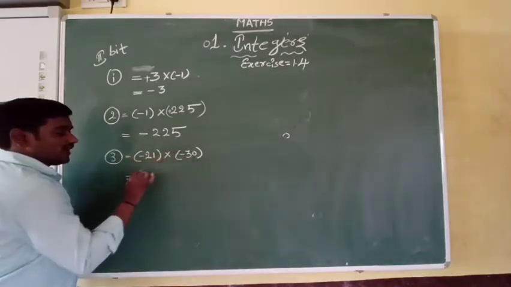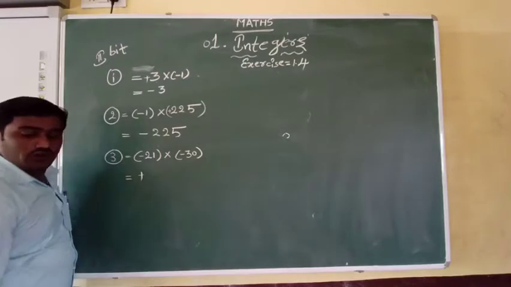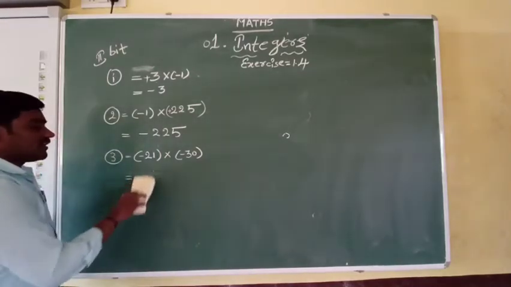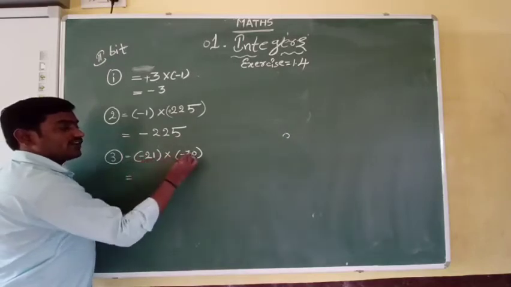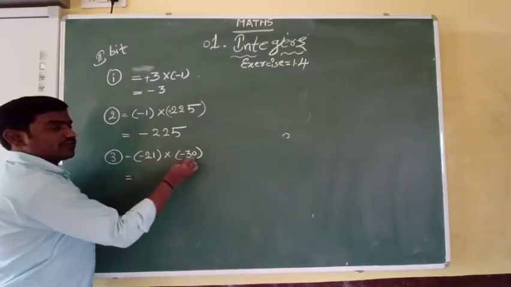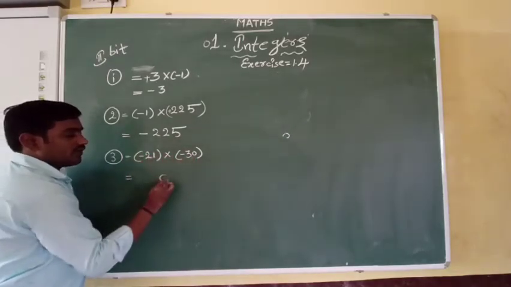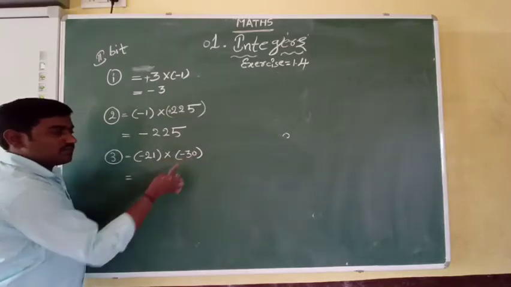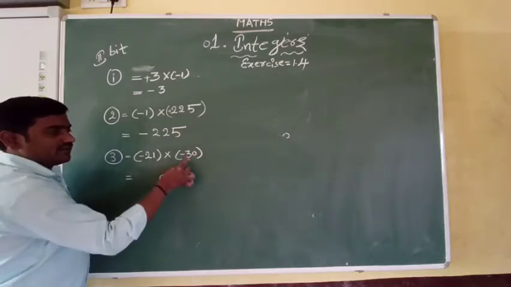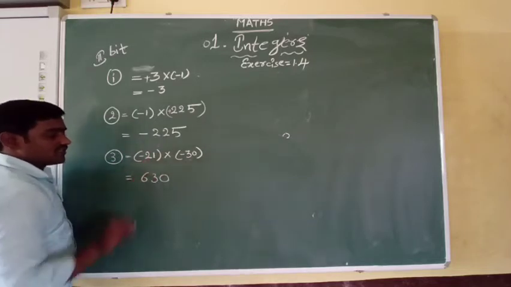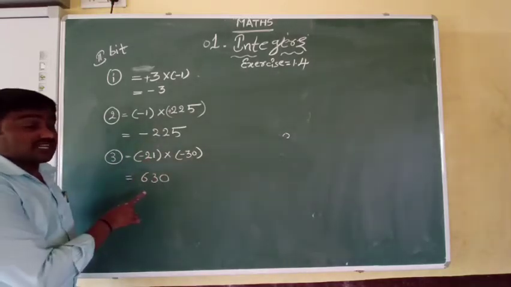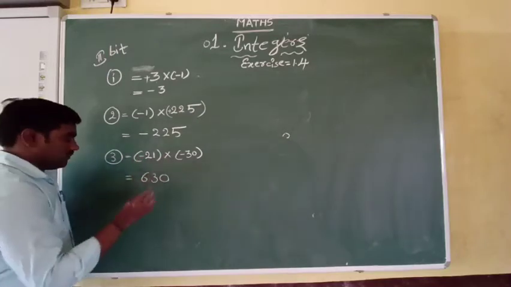Now minus into minus is plus. Either we can write the plus symbol or not, that is the same. So here 21 into 30. You multiply now. 0 you write, simple multiplication. 1 0 you write here. With 3 you multiply. 3 ones are 3, 3 twos are 6. That is 630, plus 630 because minus into minus is plus.